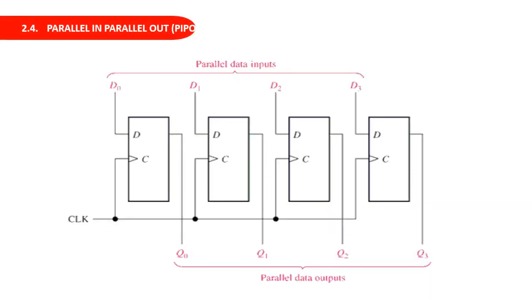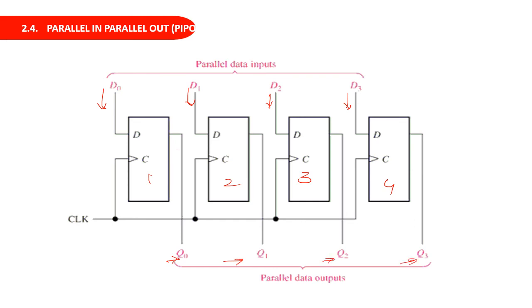So the next one is the parallel in parallel out. As the name indicates, we are feeding the data parallelly into the flip-flops and we are taking the data out parallelly. That means we are feeding all the flip-flops with the data to be loaded at the same time, that is parallelly. And we are taking the data parallelly. That means we are taking the data of each flip-flop at the same time. So here you can see that we have 4 flip-flops, 1, 2, 3 and 4, and we are feeding each flip-flop with the data to be transferred, that is D0, D1, D2 and D3, a 4-bit data. And we are taking the output of each flip-flop at the same time.